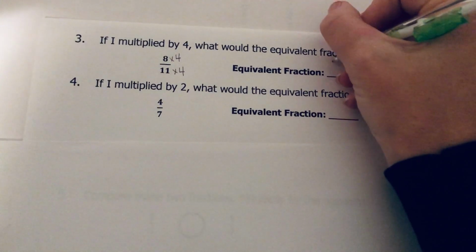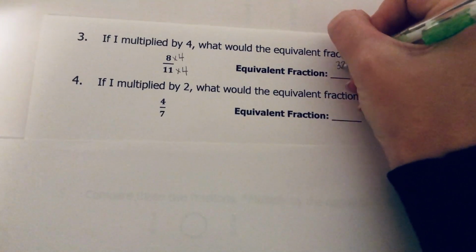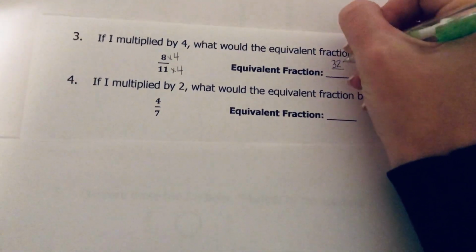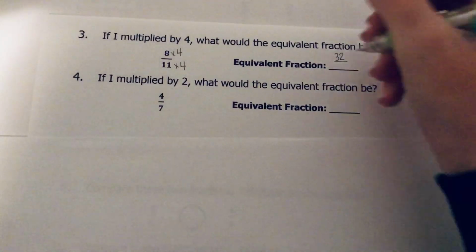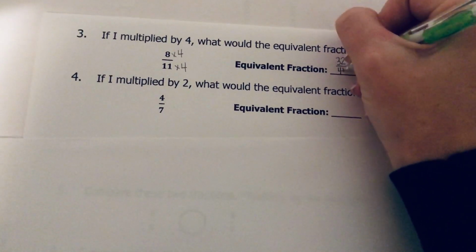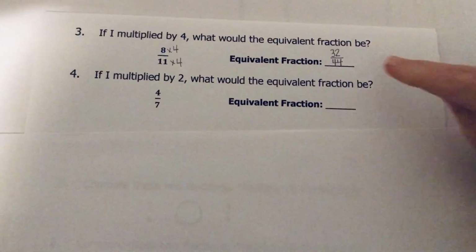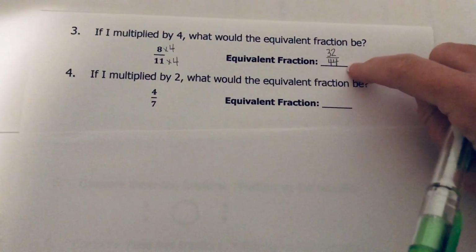8 times 4 is 32, so that's going to be my new top number. And 11 times 4 is 44. So my new equivalent fraction is 32/44ths.